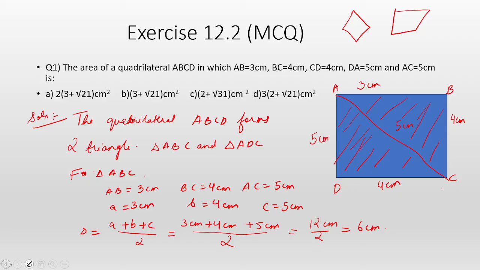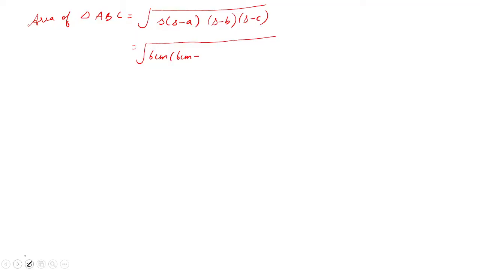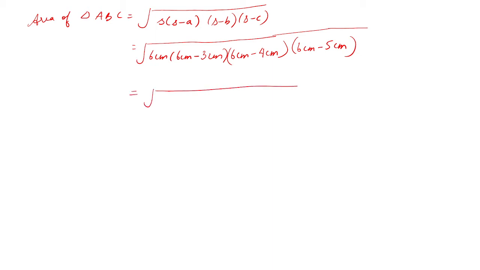I have to go back once and check, okay? A is 3 centimeter. Now 6 centimeter again, minus, what is B? 4 centimeter. And then you look, what is your S here? 6 centimeter minus 5 centimeter, okay? So you use this, find the answer for this. 6 centimeter into 6 minus 3 centimeter is 3 centimeter. 6 minus 4 centimeter is 2 centimeter. And 6 minus 5 centimeter is 1 centimeter.